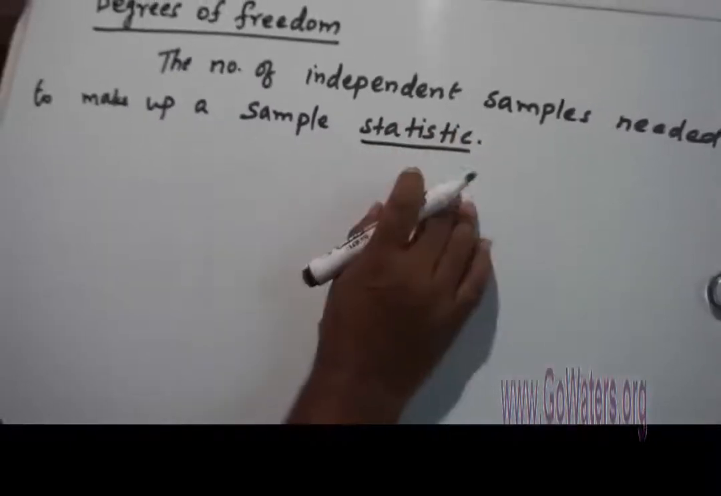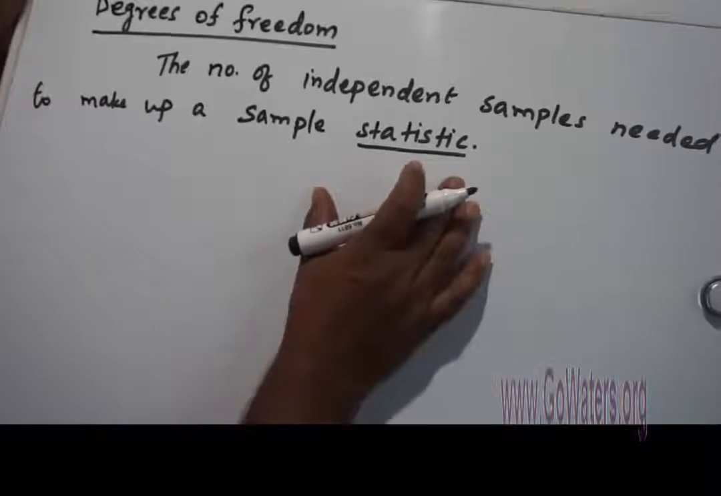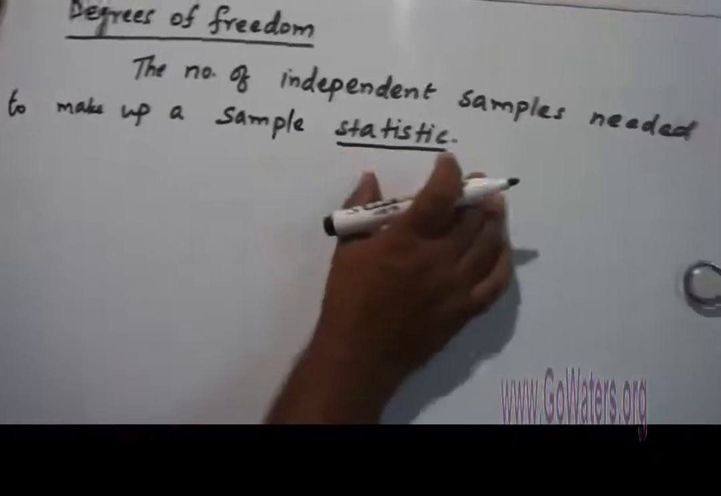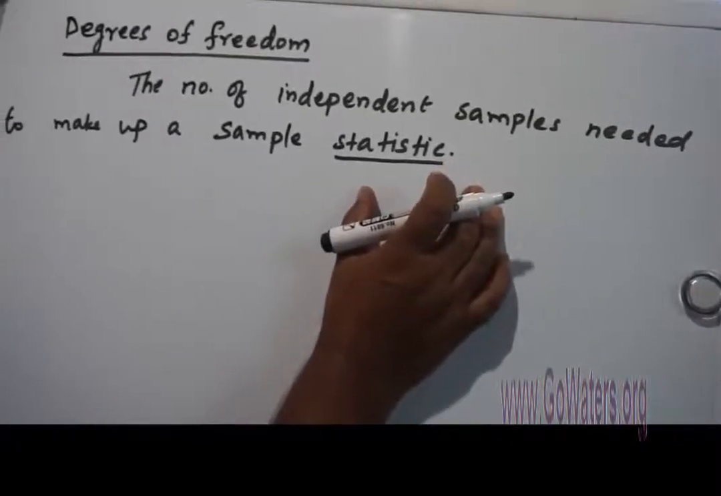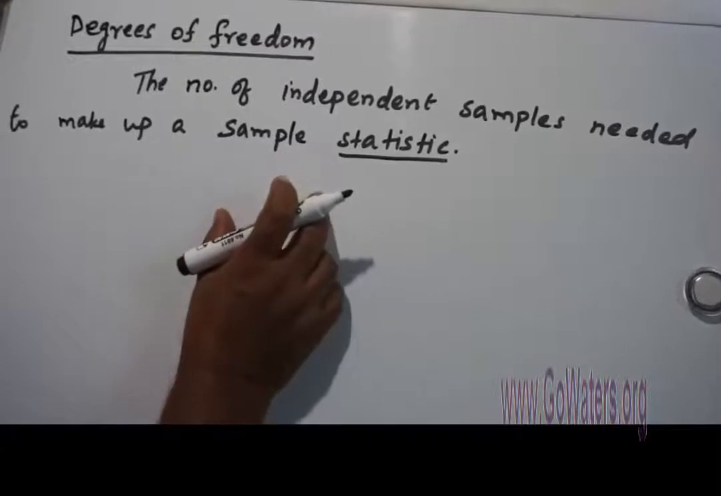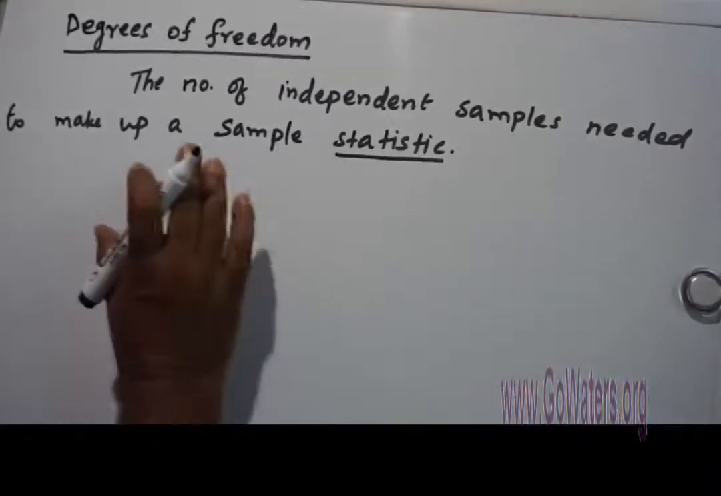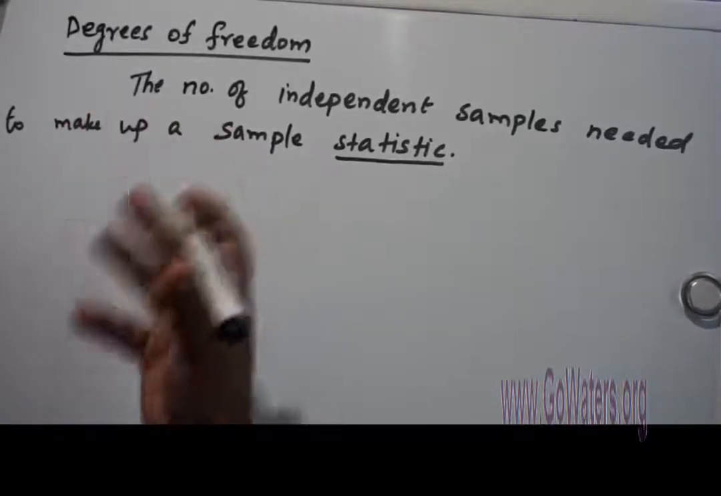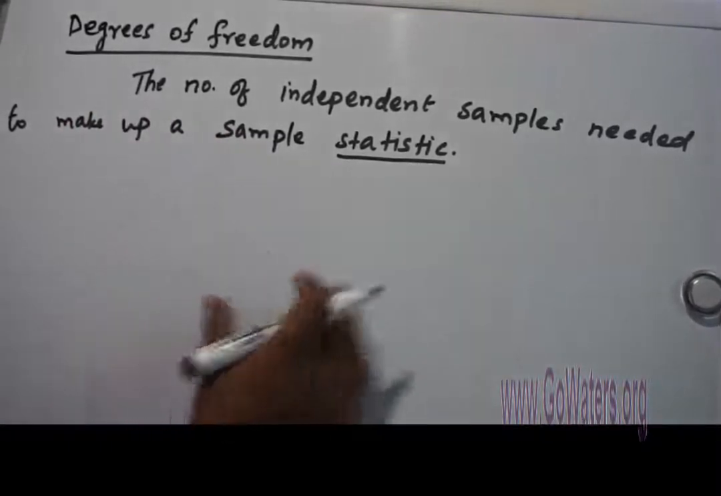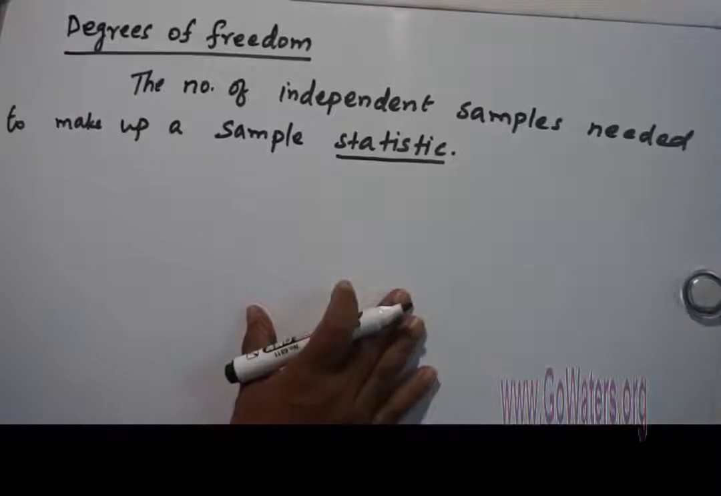Any measure based on the sample, we call a statistic. Any measure about the population, we call a parameter. So here, how many independent samples are needed to make up a sample statistic? That is called the degrees of freedom.